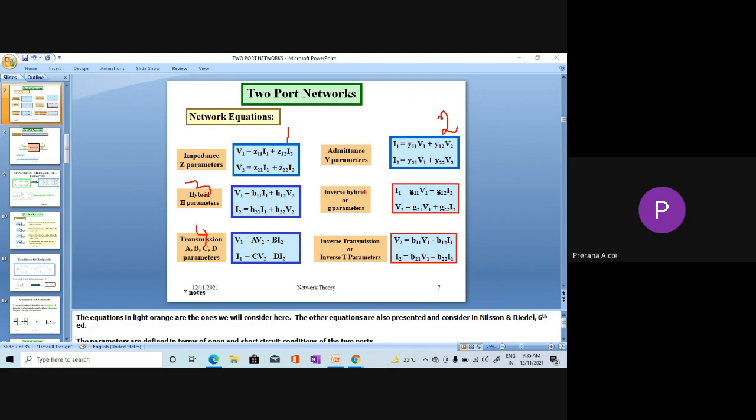The remaining inverse of hybrid is derived from here, and the inverse transmission parameters are from here. So try to look after the difference between inverse hybrid and your hybrid parameters, and try to distinguish the difference between inverse transmission and your transmission parameters of ABCD. The transmission parameters are denoted by capital letters ABCD and the inverse transmission parameters are denoted by small letters.